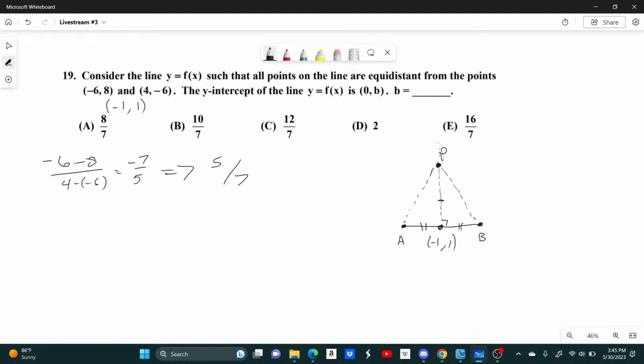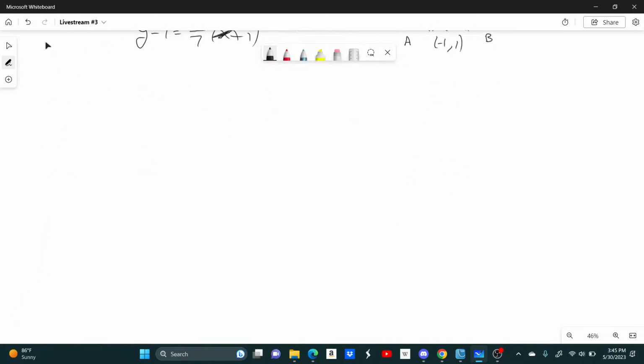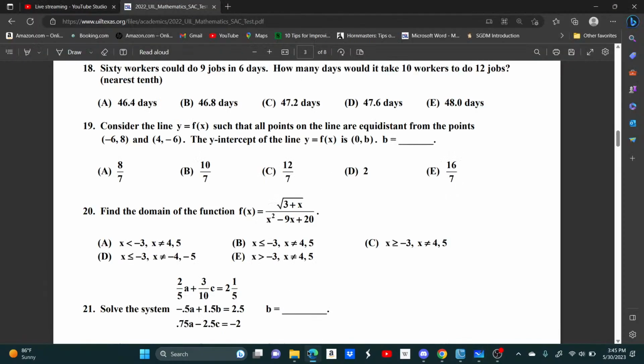So to find the equation of this line, we can just use point slope. That's why I found the slope and found the midpoint. So the equation of this line would be y minus 1 equals 5/7 times x plus 1. And if we're looking for when x is 0, 5/7 times 1 is 5/7, plus 1 gives you 12/7. Pretty easy stuff. Okay.